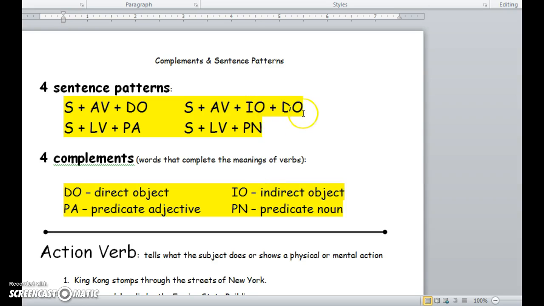I want you to make sure that you take notice here that the IO has to come before the DO. When we have a sentence pattern, it's never ever going to be in the reverse. You're never going to find the indirect object after the direct object. We also have 2 sentence patterns that go with linking verbs, and then we have 2 complements that go with them. So following the linking verb, we have a predicate adjective, and we could have a predicate noun. So you need to, in the next couple weeks, become very familiar with these 4 sentence patterns and the complements that we use within the sentence patterns.